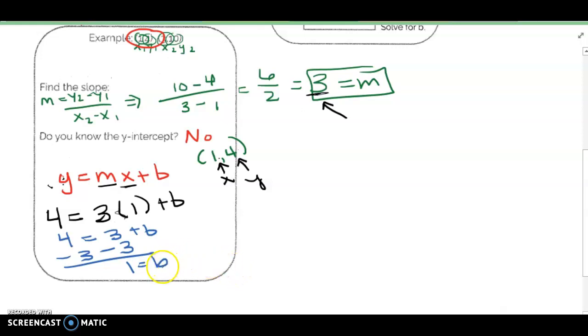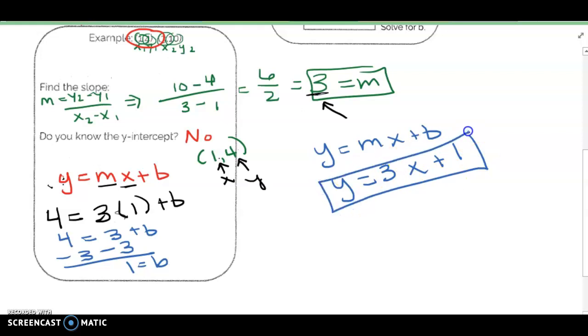Okay, so now I have my b and now I have my m, so I can write it in y equals mx plus b form, and that would be y equals 3x plus 1. So this would be one of the two ways that you can solve this.